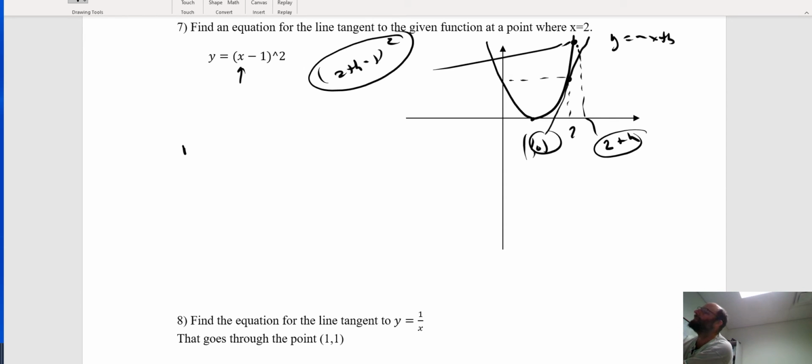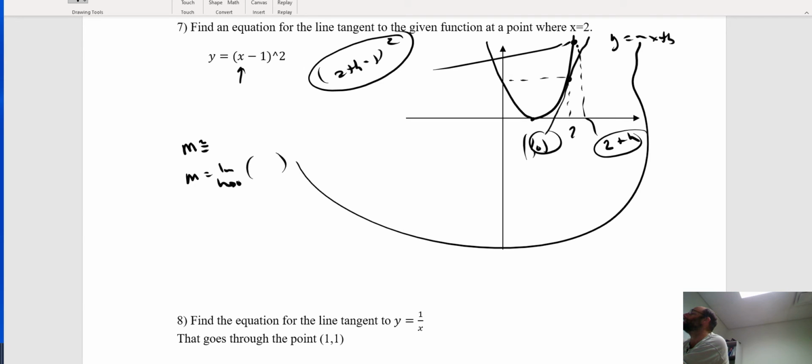Now what you're going to have is that your slope is approximately equal to some function of h. Then you take the limit as h goes to 0 of whatever you have there, and you'll get a number out of it. That number goes here, and then you can use the point 2 and your corresponding y value, put here and here to find b.